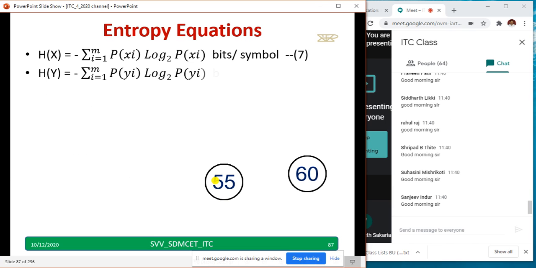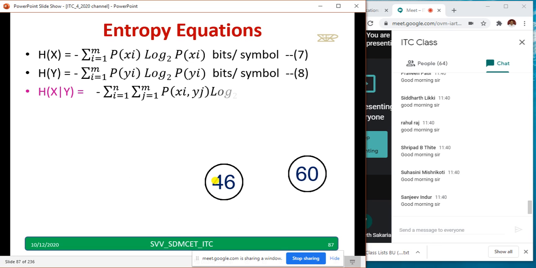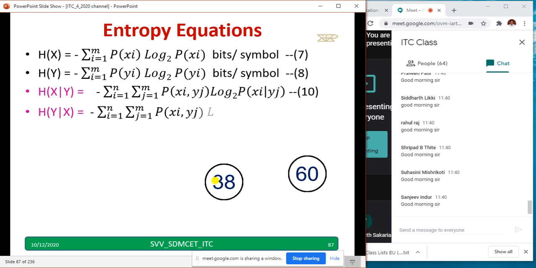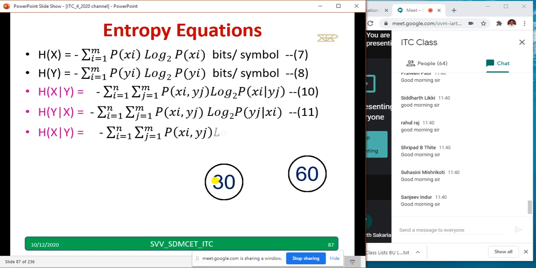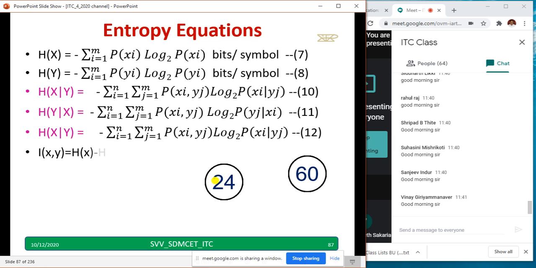See the slide again. H of x, H of y, H of x given y equal to, and H of y given x equal to. Observe carefully, small changes are there in the equation, and after this we have H of x comma y. Here x comma y, you will get both x comma y probabilities, and information is H of x minus H of x given y.